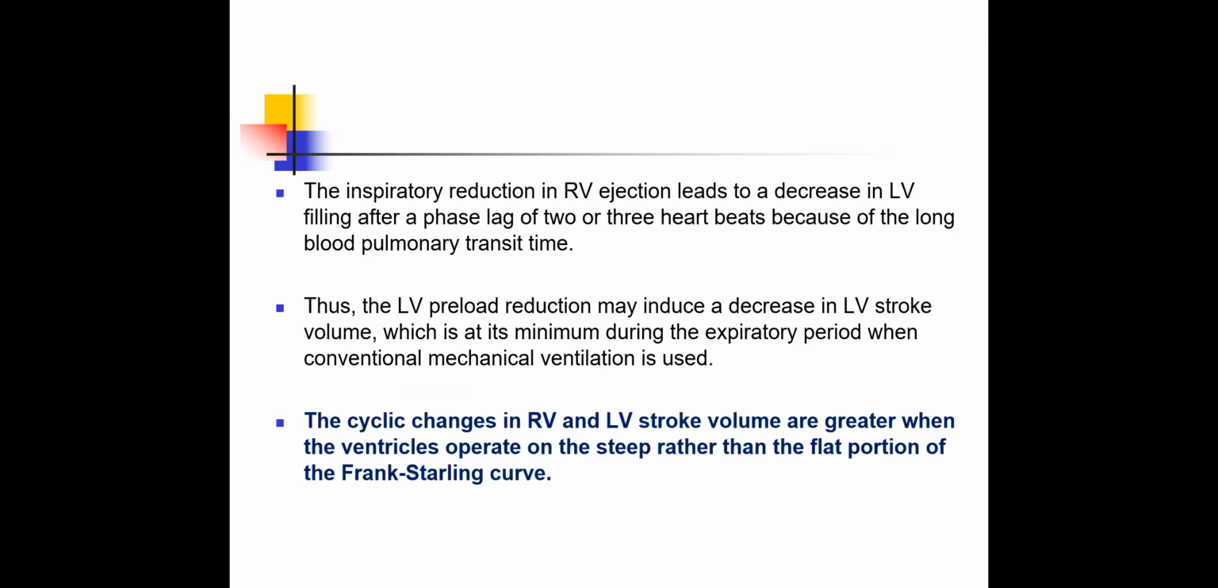The inspiratory reduction in RV ejection leads to a decrease in LV filling after a phase lag of 2 to 3 heartbeats because of the long blood pulmonary transit time. Thus, the LV preload reduction may induce a decrease in LV stroke volume, which is at its minimum during expiratory period, when conventional mechanical ventilation is used. The cyclic changes in RV and LV stroke volume are greater when the ventricles operate on the steep portion rather than the flat portion of the Frank-Starling curve.